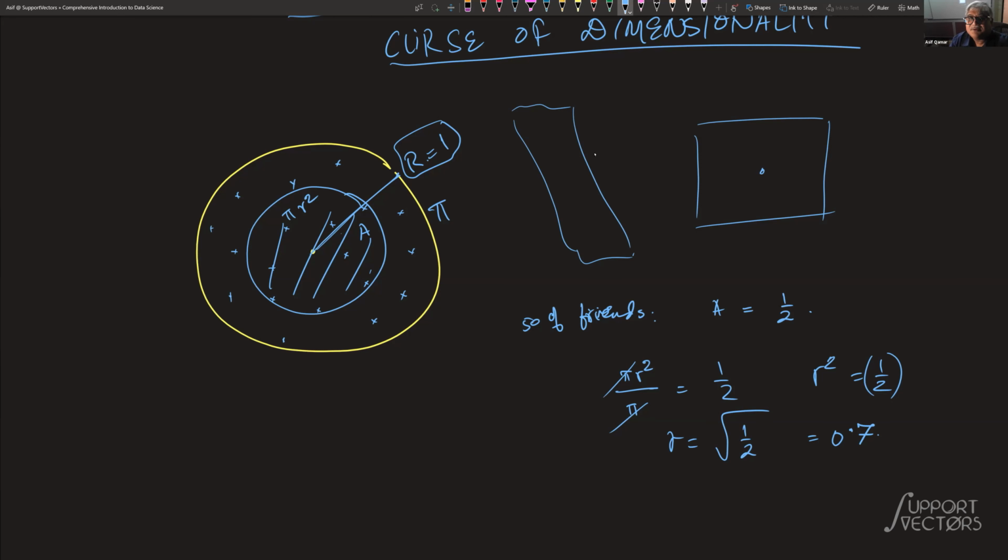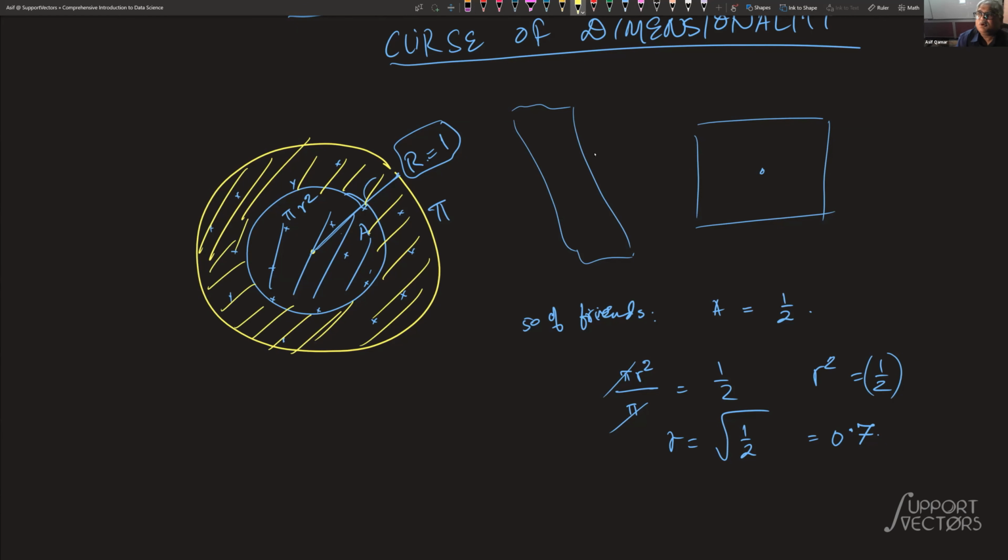You would have thought I would have to go half as far, half the distance, isn't it? But you notice that you had to go 70% of the distance to get half your friends, which means that the other half of your friends live in the 30% of the distance to the boundary, right? They live here. Half your friends live in that outer circle. So this is 0.7 and this is 0.3. There's an asymmetry, right? This is a much bigger distance and this is a much smaller distance.